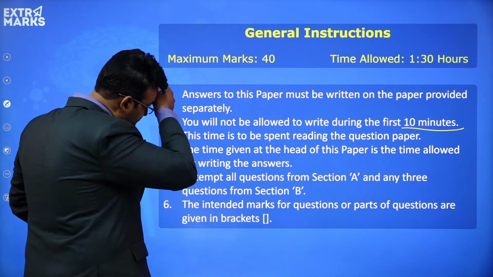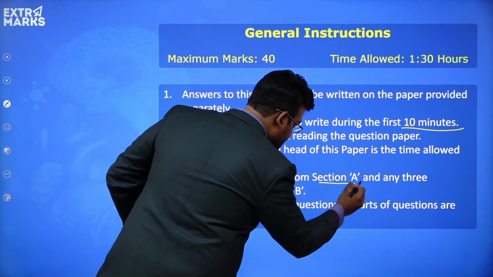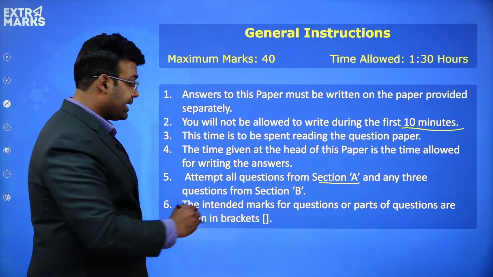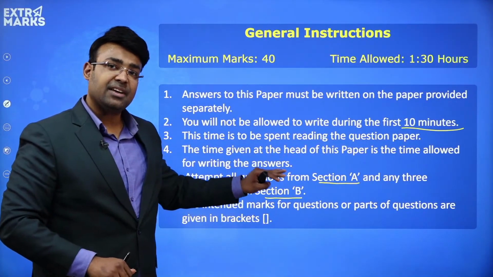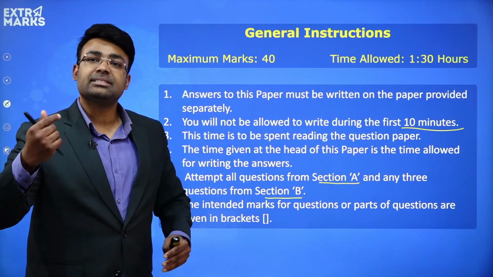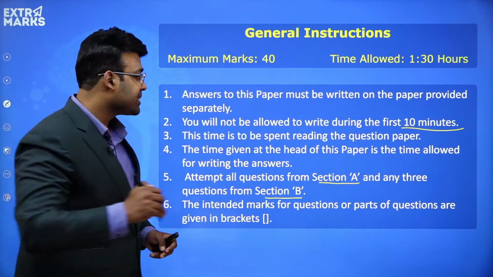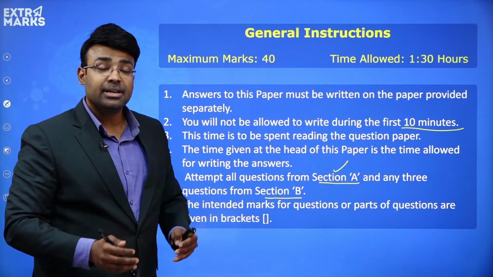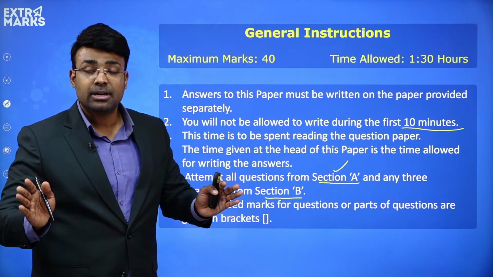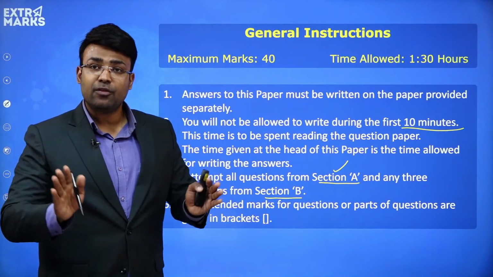The question paper is divided into two sections, section A and section B. I have just discussed this, but let me discuss it one more time for you all. Section A consists of what? It consists of objective type questions. There will be 10 questions. You have to attempt all.